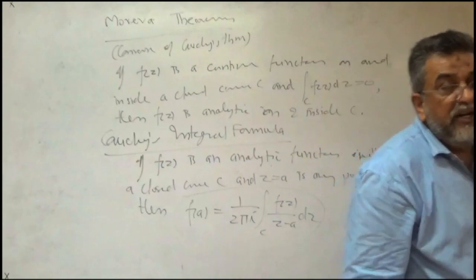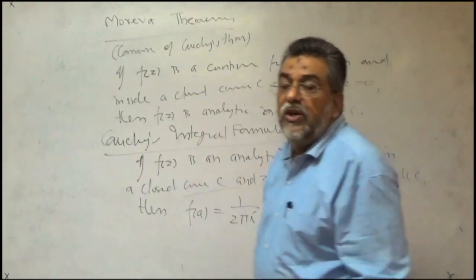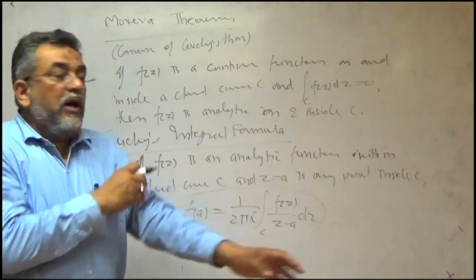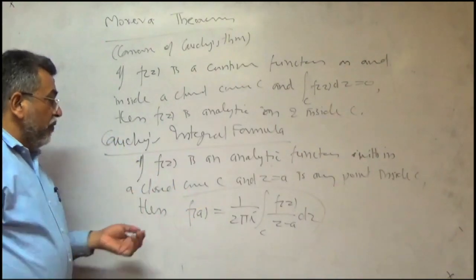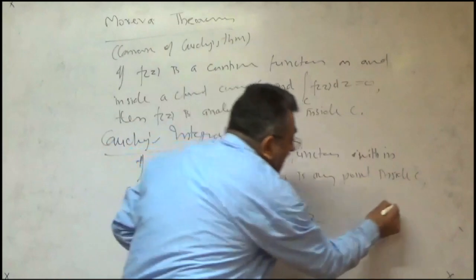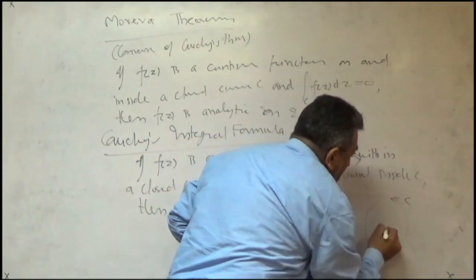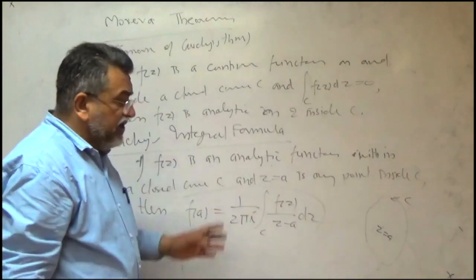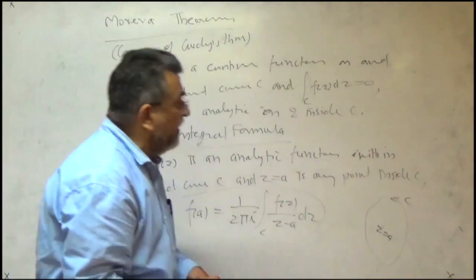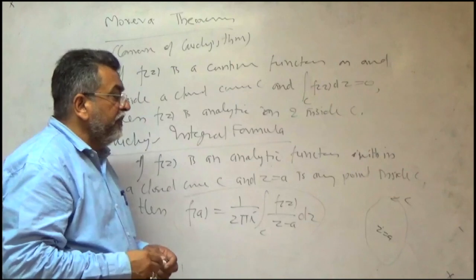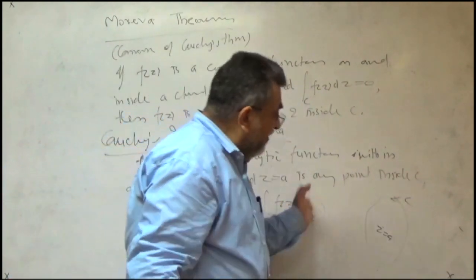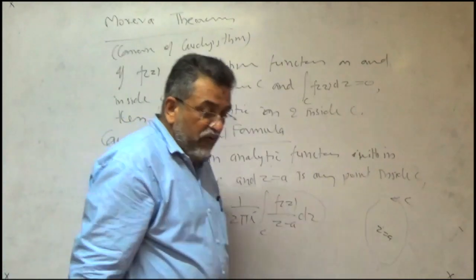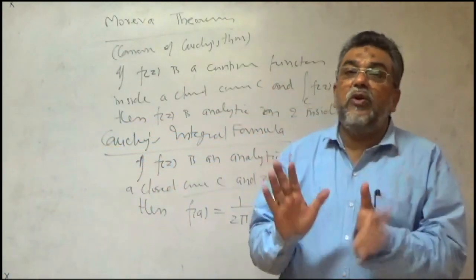A function is analytic, and this is a point inside C. If we have a curve C and z = a is a point, and the function is analytic, then we can express the value of the function at that point in the form of this integral. This is known as Cauchy's integral formula. This is the statement of this theorem or formula.